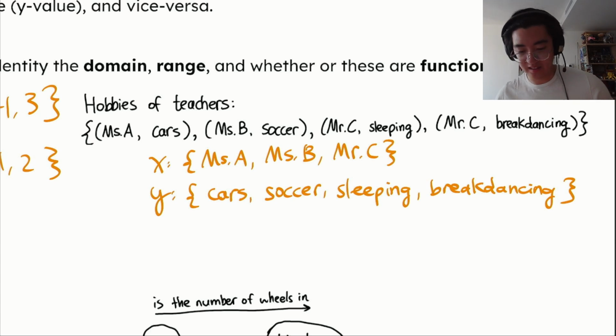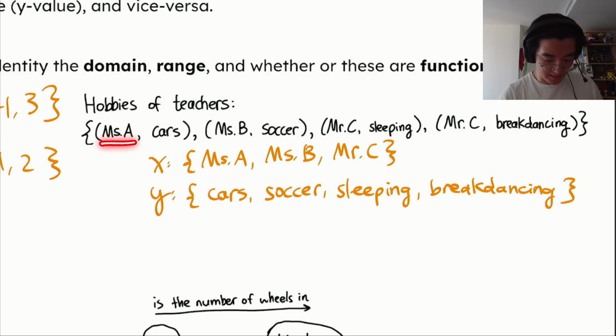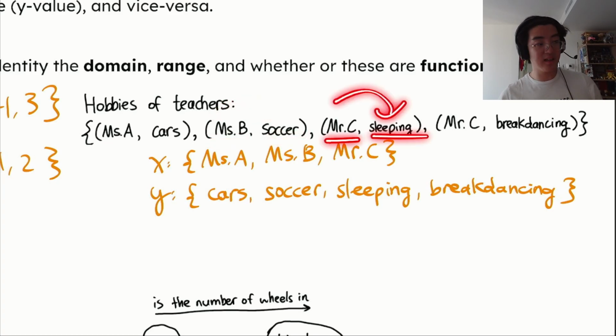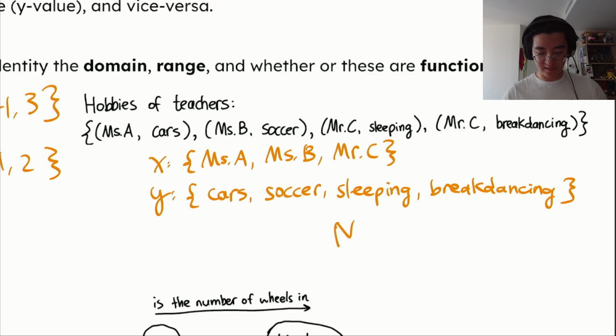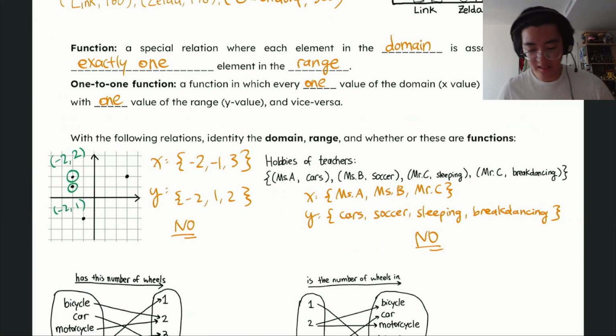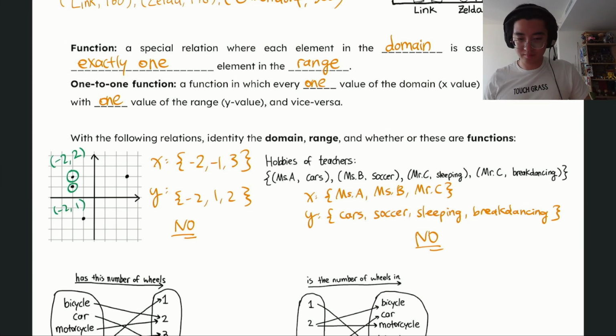Okay, now is it a function? Let's see. So again, each x value can only associate to one y value. So Miss A associates with cars, that's good. Miss B associates with soccer, that's fine. Mr. C associates with sleeping, that's fine. But again, Mr. C associates also to breakdancing. That's a second item in the y, which means that it's not a function. The same x value can only be associated with one y value.